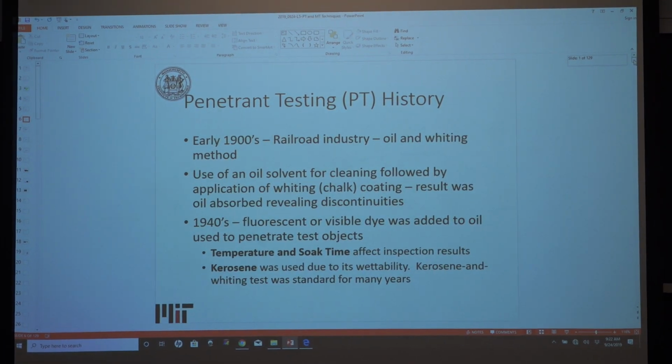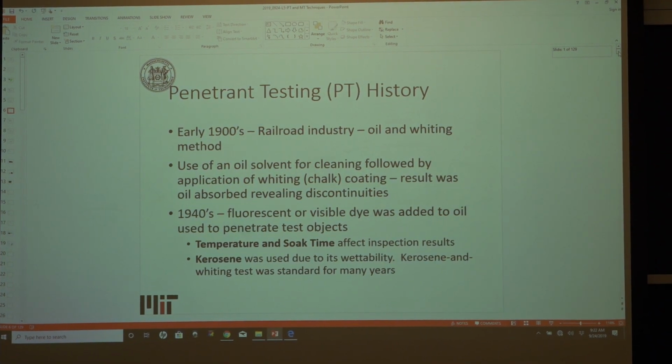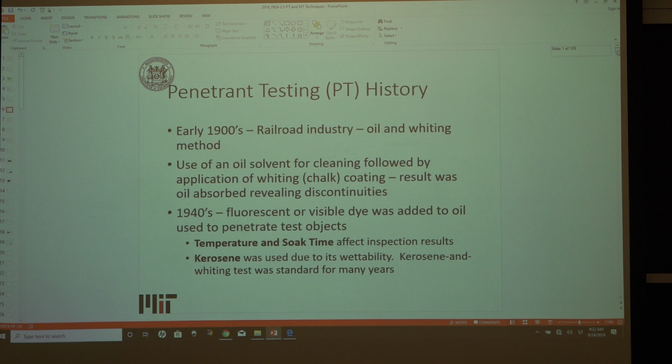So if you have some type of liquid that is hydrophobic to the surface, it will not perform as well as kerosene, because kerosene actually wets very well, better than just water. So they used kerosene, and the whiting is essentially chalk. Not chalk like this, but they could use a powdered chalk over it. So that was used in the early 1900s in the railroad industry.